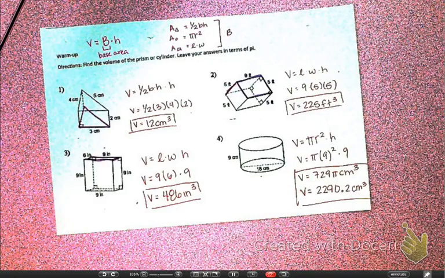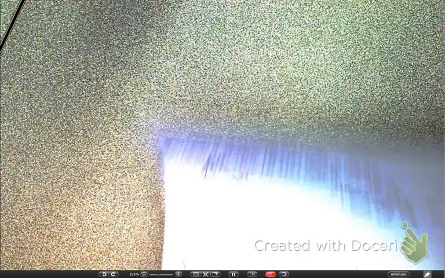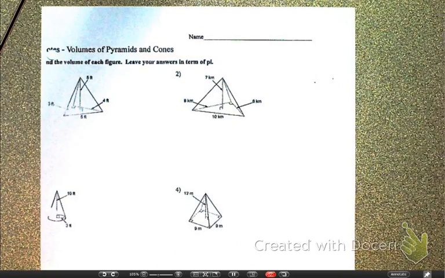Okay? Questions on volume for prisms and cylinders? Got it? Great, because we're moving on today to cones and pyramids. So, will we what? I'm sorry? Yes. So the question was, will I ever ask for both answers? Yes, I will ask you to leave it in terms of pi, and yes, I will ask you to round to the nearest tenth. So you need to know how to do both. Okay.